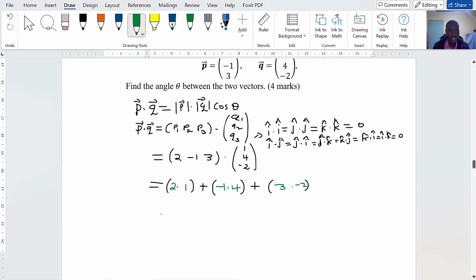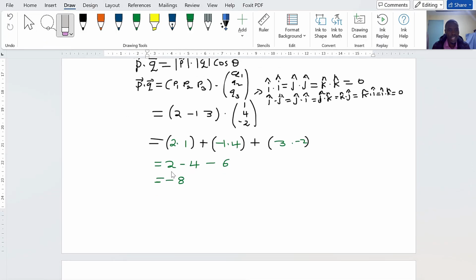So what do we have? The dot product will be 2 minus 4 minus 6. So this will give you negative 8. Let me confirm: 2 minus 4 is -2, and -2 minus 6 is -8. So we'll have 2 minus 4 minus 6, which is equal to -8.